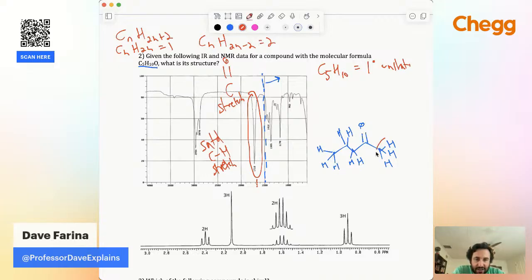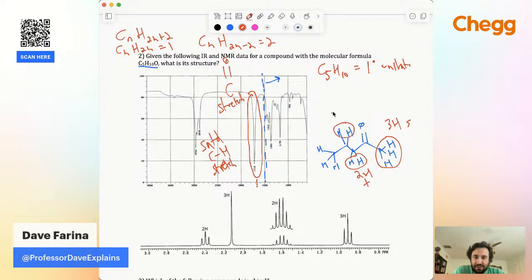So these should be integrated to 3, and it should be a singlet, right? Because there are no neighboring protons. These should be integrated to 2, and it should be a triplet, because we've got 2 protons next door. n plus 1 rule: 2 plus 1 is 3, so it should be split into 3 smaller peaks, a triplet.